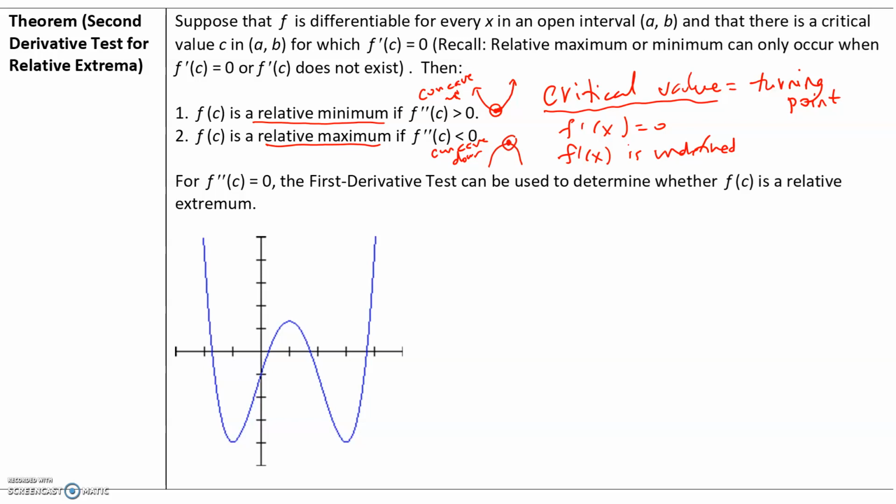Okay, so here's an example of that. This is a critical value. This critical value is part of a concave down region because the graph is part of an M shape, so this one is going to be a local maximum. Whenever it's concave down, we have a local maximum. This point right here is part of a U shape. This is concave up, so it's going to be a local minimum. Same thing over here. We have concave up, which means this is going to be a local minimum.